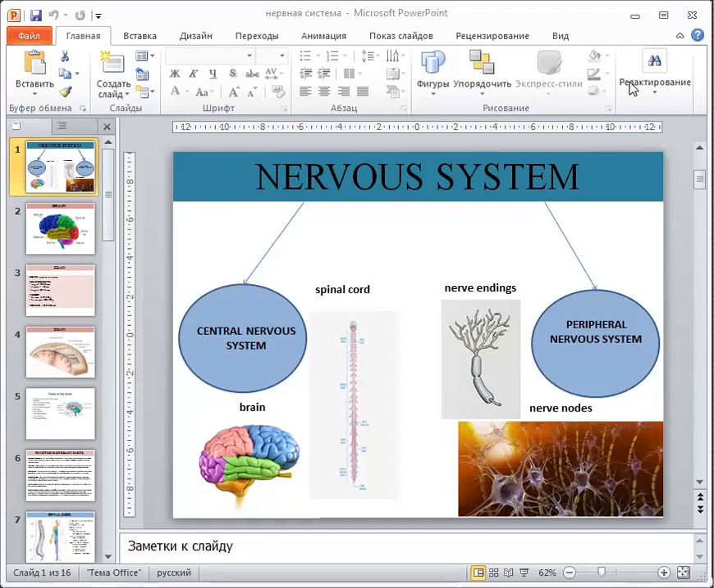Now we will consider the structure of the nervous system of the human. The nervous system of the human is divided into two sections. The first one is the central nervous system, which includes the brain and spinal cord. The second is the peripheral nervous system, which is composed of nerve endings and nerve nodes.